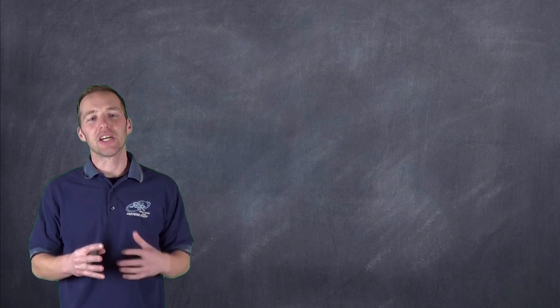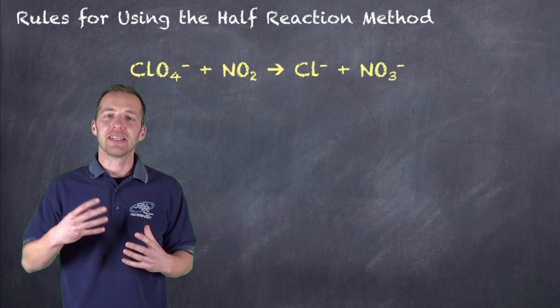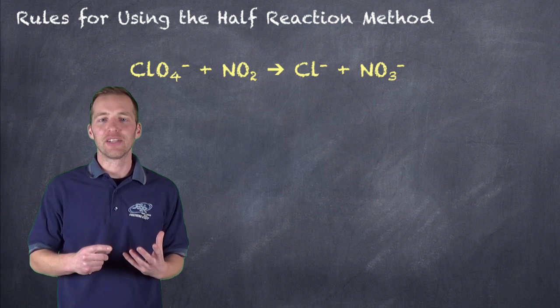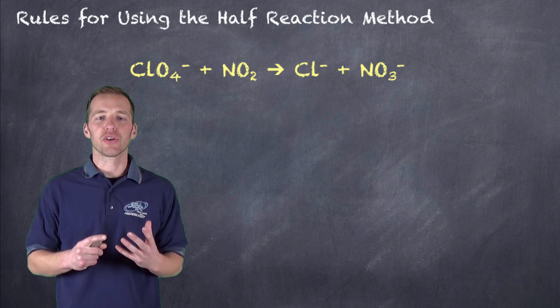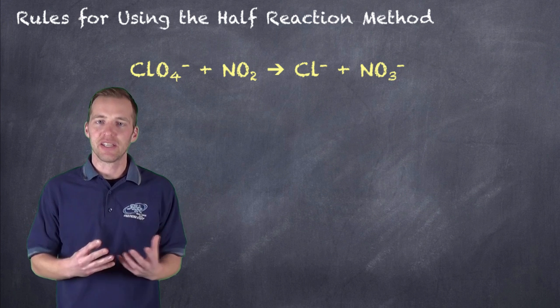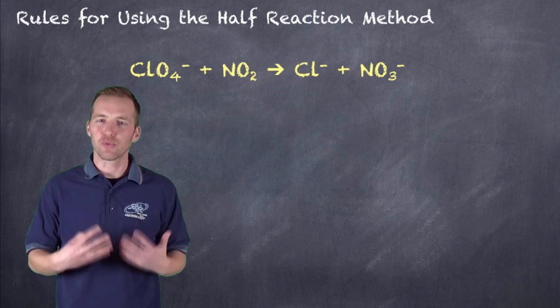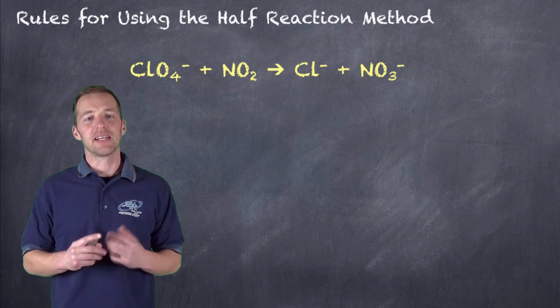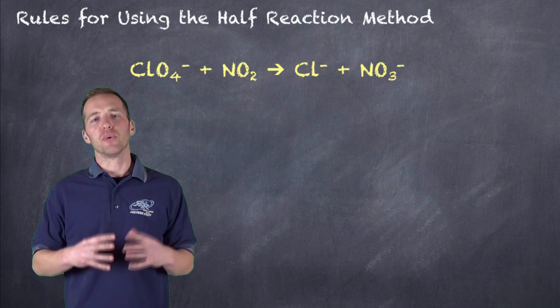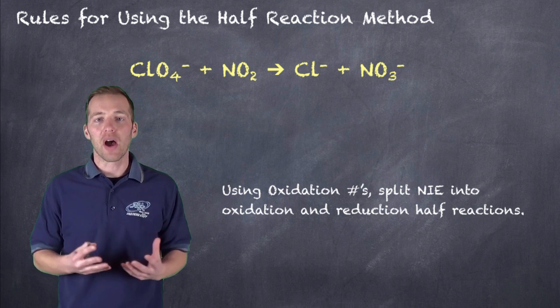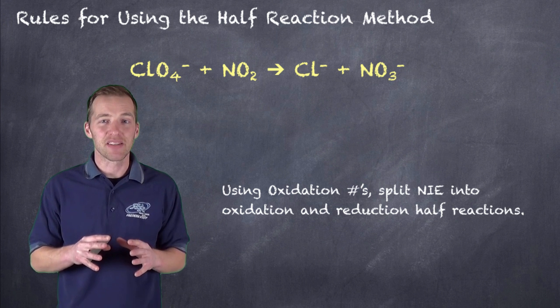So we can see here that the perchlorate ion and nitrogen dioxide react to produce the chloride ion and the nitrate ion. And I'm going to say that this occurs under acidic conditions. So that is something that we will have to take note of, and you'll see that as we work through this particular example. So the first thing that we want to do is figure out what's being oxidized and what's being reduced. Now, if you're comfortable with oxidation numbers at this point, this is the best time to use them.